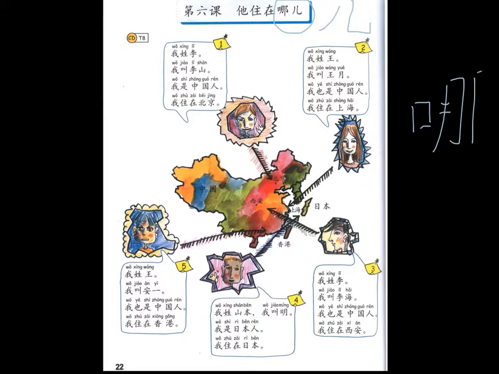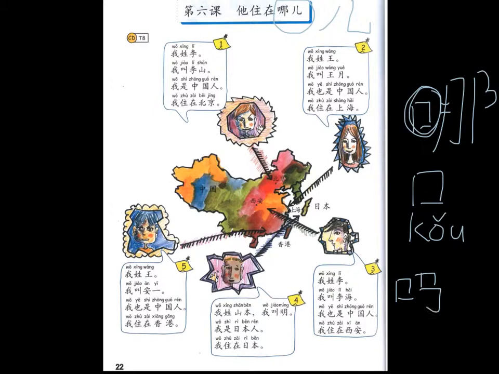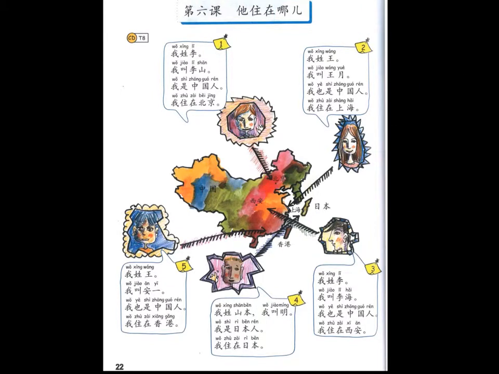Now, when you're looking at the character nar, the easy way to remember where nar comes into play is the character at the front, this one here. This is called the call radical. It's a mouth radical. Now, what that means is anytime you see that call, you can pretty much rest assured it's got something to do with the mouth, or it might even have something to do with the question. So we've actually already seen call when you looked at, terrible stroke order there, ma for questioning. There's that call radical there. So basically the title means where does he live?